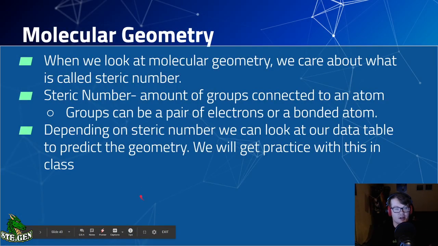When we look at molecular geometry, we care about what is called steric number. Steric number is the amount of groups connected to an atom. Groups can be a pair of electrons or a bonded atom. It just depends on the steric number.